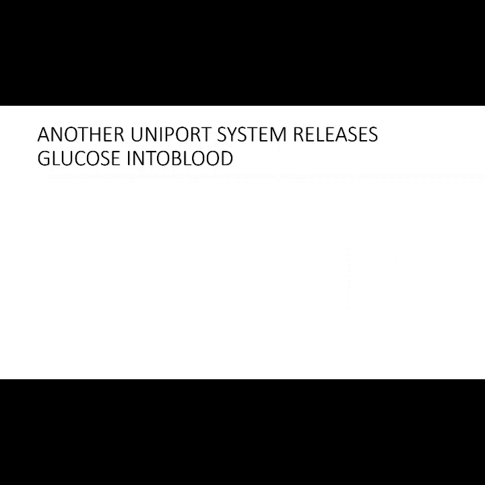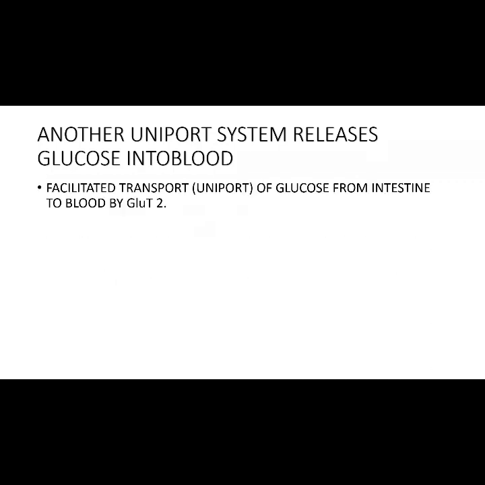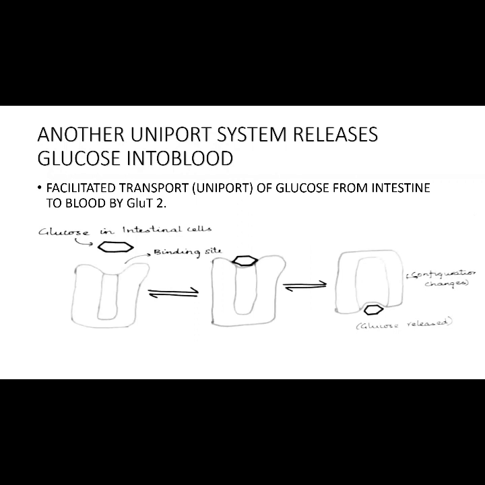We'll see that in a picture. Facilitated transport occurs here. First, secondary active transport, second, facilitated transport. You'll understand that with the help of a picture. See here, this is the glucose in the intestinal cell. They'll be binding here, so the configuration of this changes, and glucose will be released. This is where the mechanism of transport, or uniport, lies.